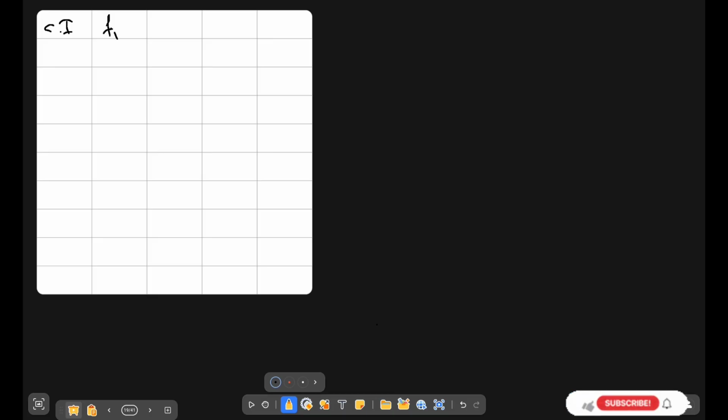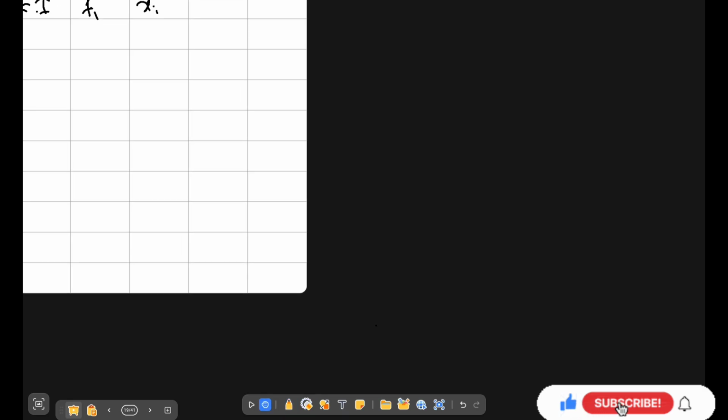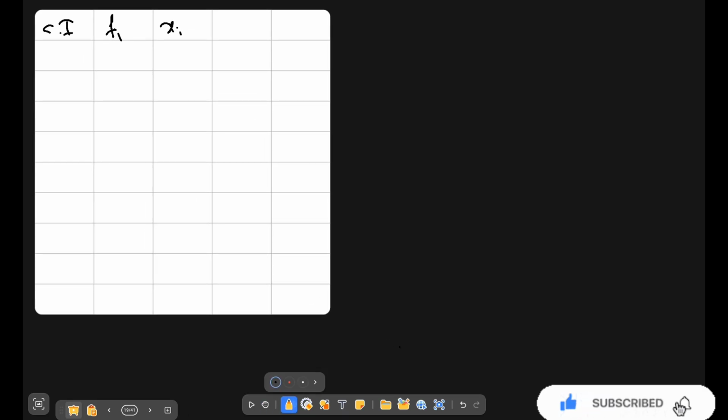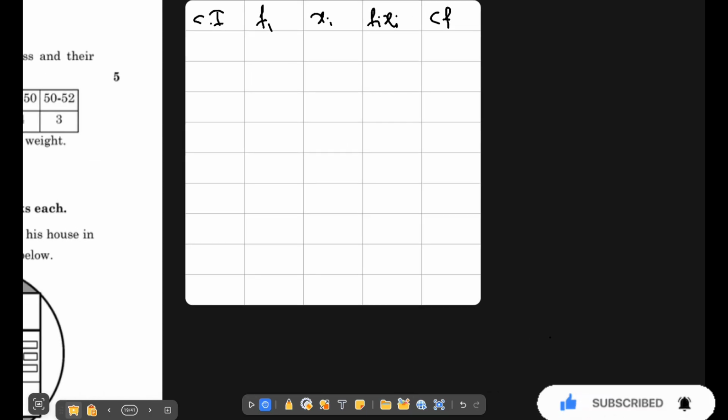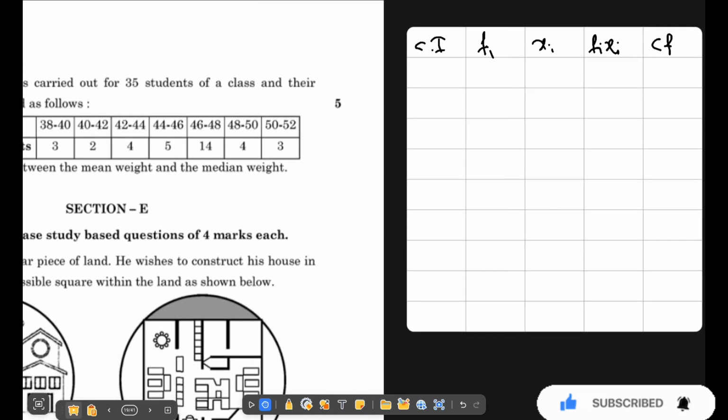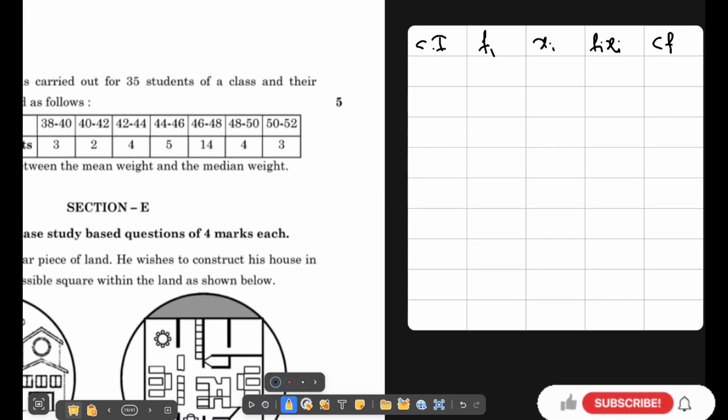So these are class intervals, frequencies, and class marks xi. Now this is fi xi and cumulative frequencies for median.